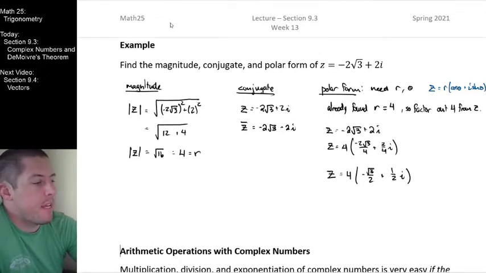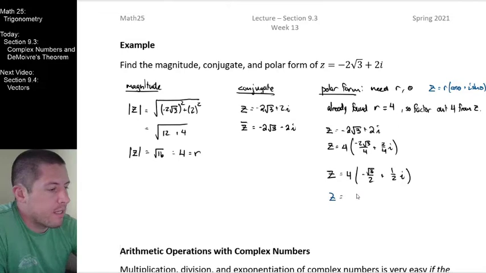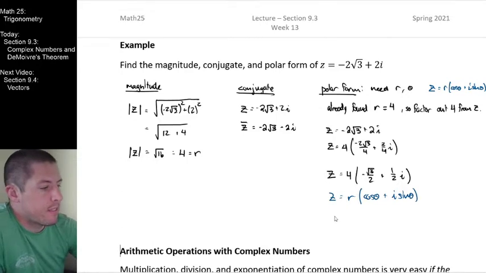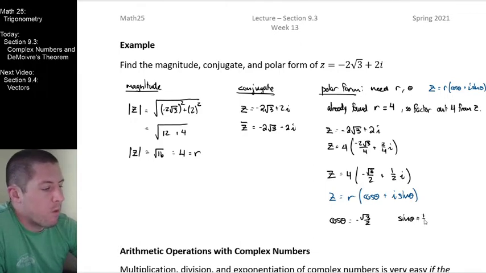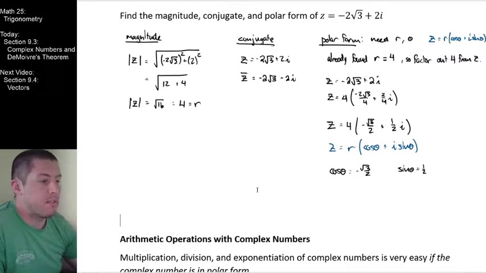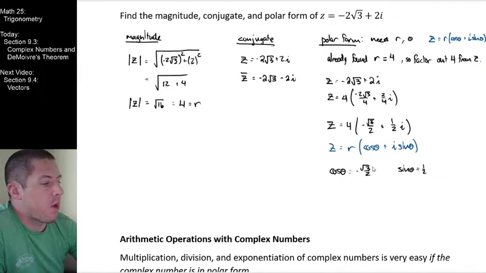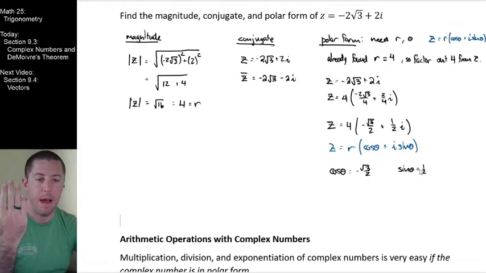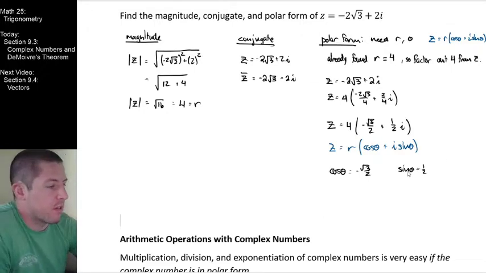And what I'm seeing here is that we're trying to make this look like z equals r times cosine theta plus i sine theta. Well, it seems to me like in that case, it must be the case that our cosine of theta is negative root 3 over 2, and that our sine of theta is going to be 1/2. So my question to you is, what angle is going to give us those properties? Well, with the cosine being negative, that means we're on the left half of the unit circle. With sine being positive, we are on the top half of the unit circle.